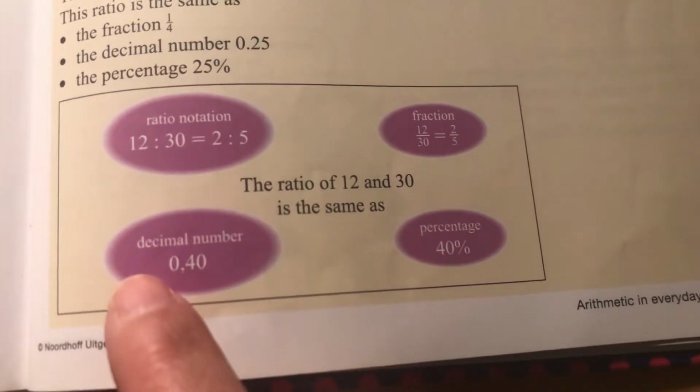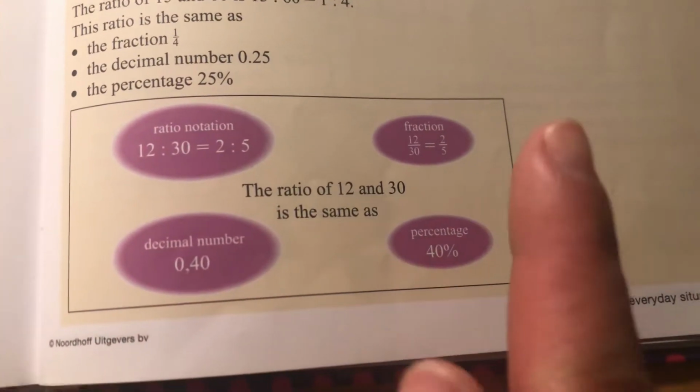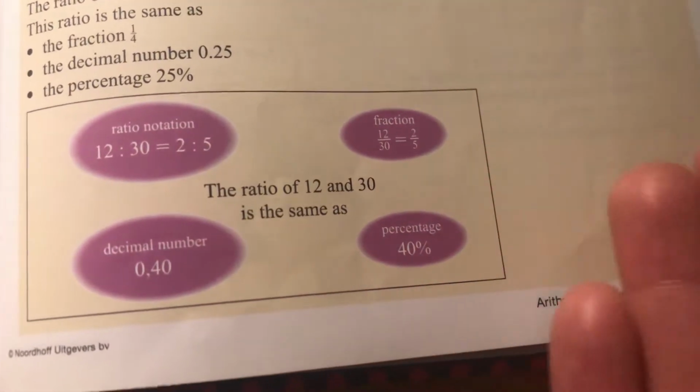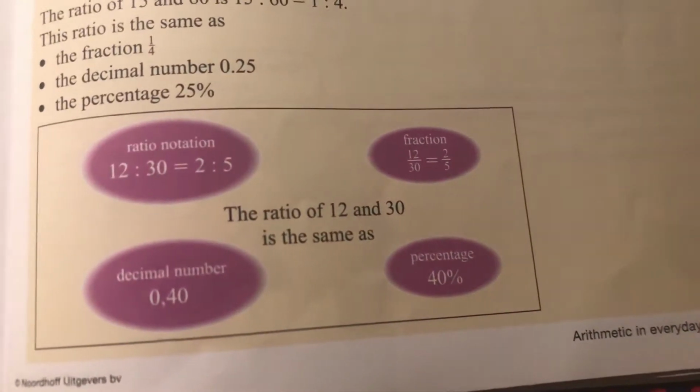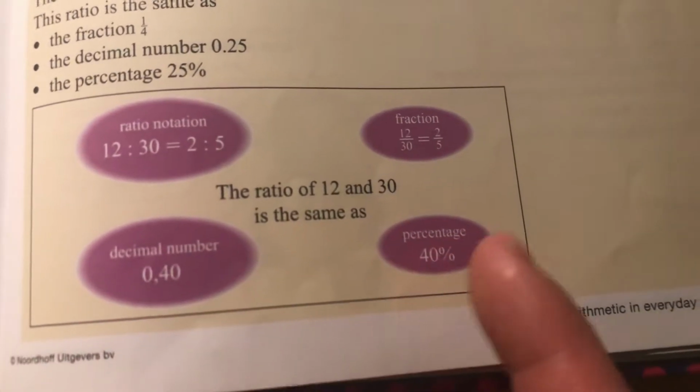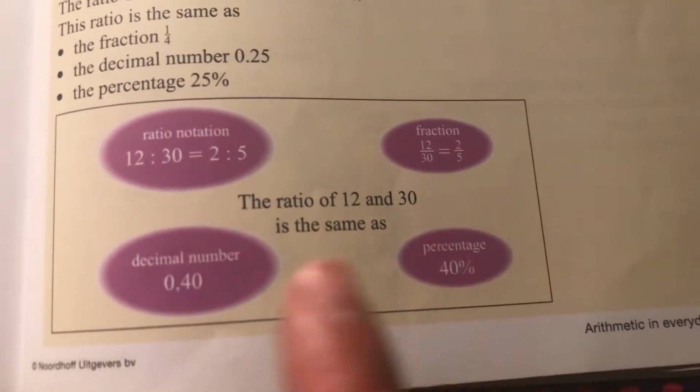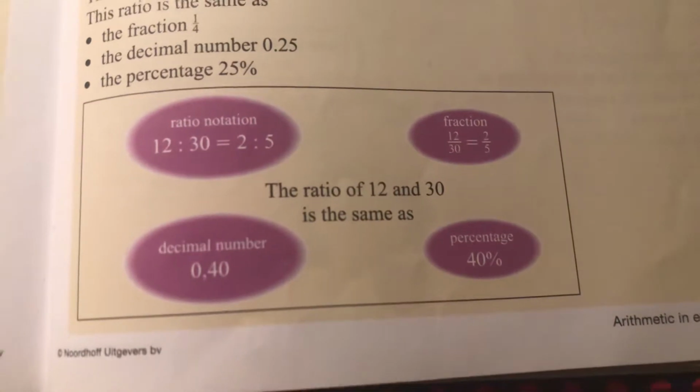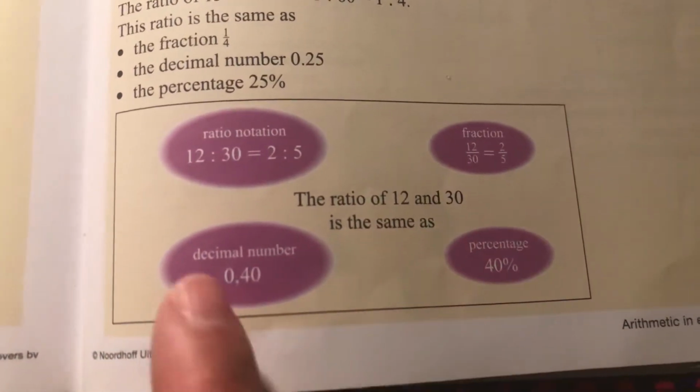Decimal number will be 0.40 because 1 out of 5 or 1 divided by 5 is 0.20. And the percentage, you know, from decimal to percentage is times 100 is 40. From percentage to decimal is divided by 100. So let's have a look at some more examples. Let's just write it.